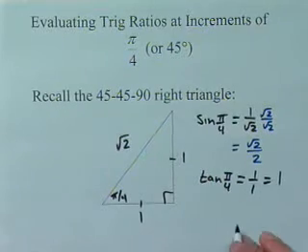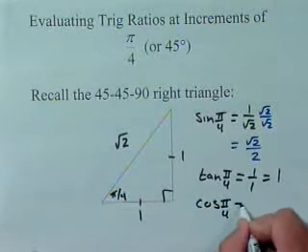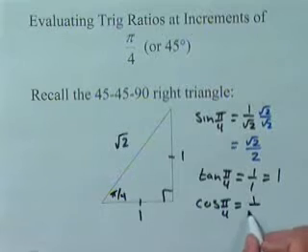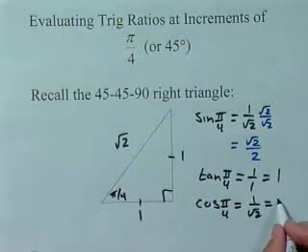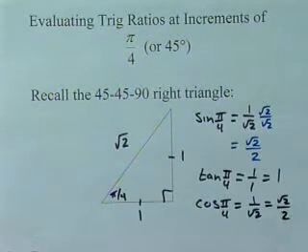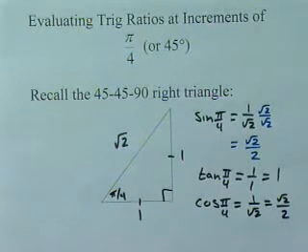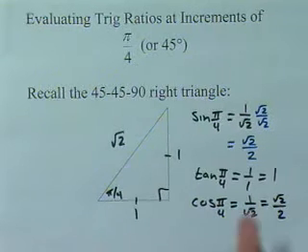And how about the cosine of pi fourths? Cosine is the adjacent over hypotenuse, which is the exact same thing as the sine of pi over 4. And we could also write that as square root 2 over 2. I will use both of these. A lot of math books do not like square roots in the denominator, so they get rid of it by rationalizing the denominator. But that's okay. Either one's fine.